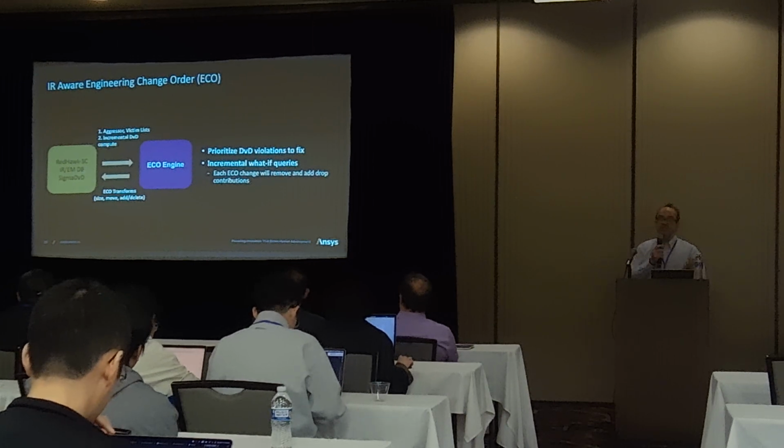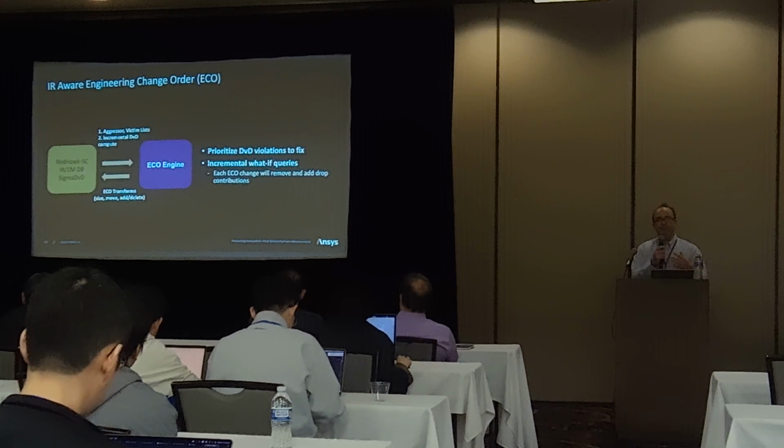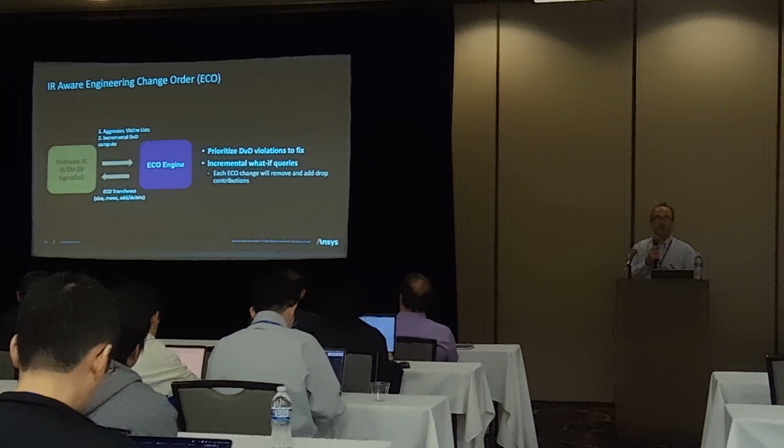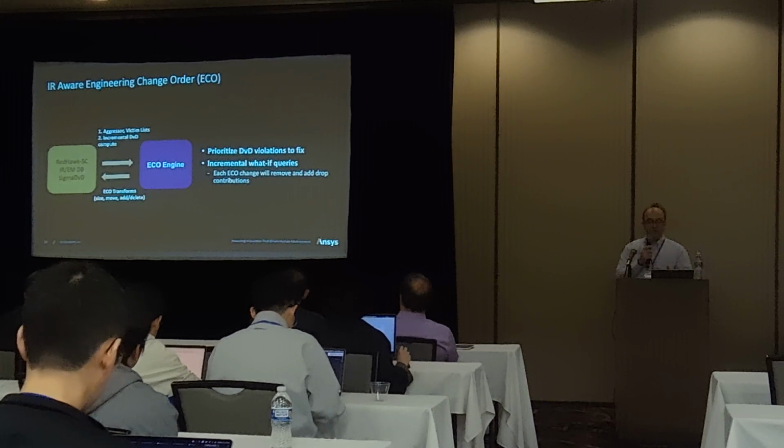You can also tell which aggressors are critical for that victim. So if you really want an IR drop reduction on the victim, you can downsize the aggressors too, or move them away, or spread them out. This incremental computation enables the ECO agent to take better actions and produce much more optimized designs.